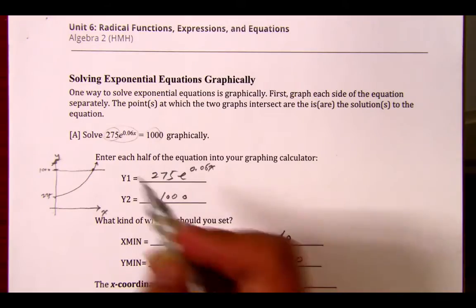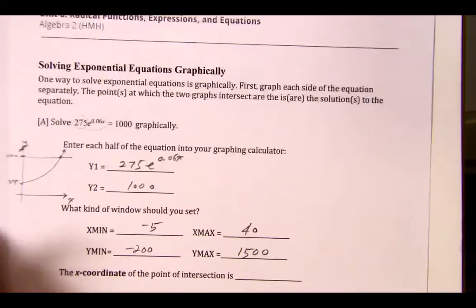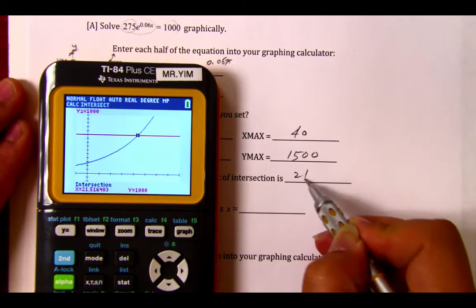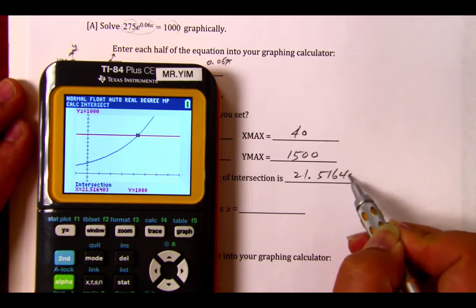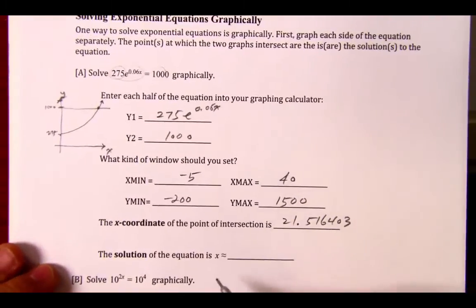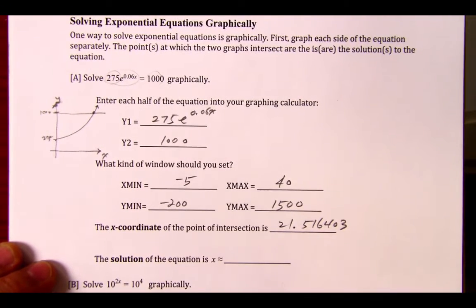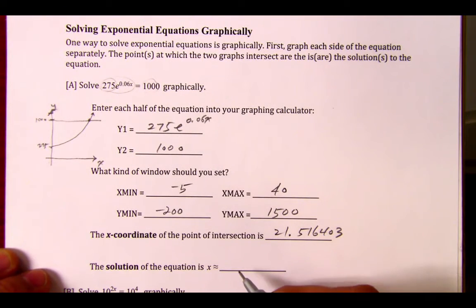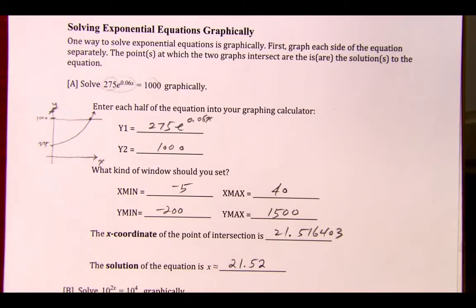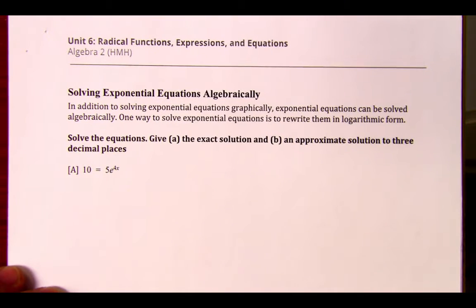So that gives me this value right here, 21.51643. I actually like to copy all the values down. And it's asking for the solution. x is approximately, how about 21.52? Seems reasonable. Okay, so this is how we do it graphically. On the next page, we'll be solving this algebraically.